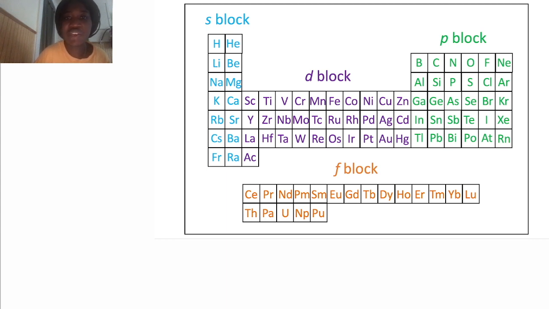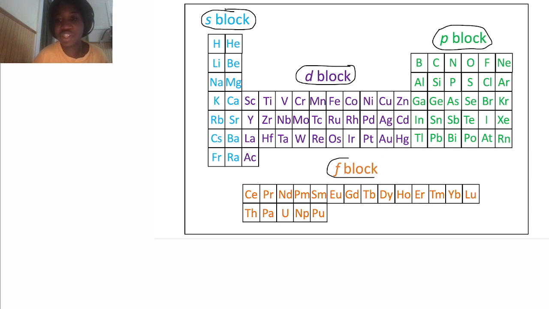So we have the S block that can have a maximum of 2, the P block that can have a maximum of 6, the D block that can have a maximum of 10, and the F block that can have a maximum of 14 electrons.